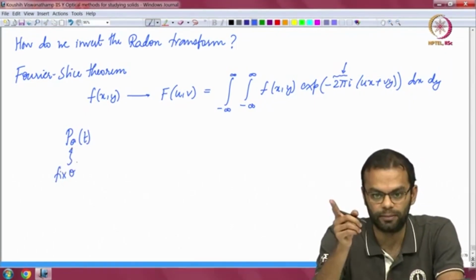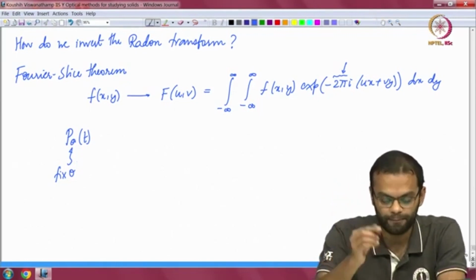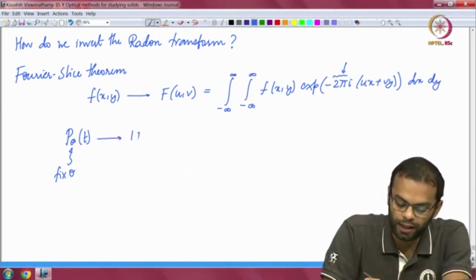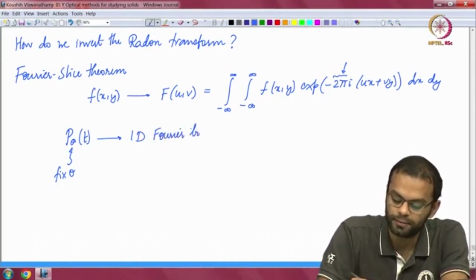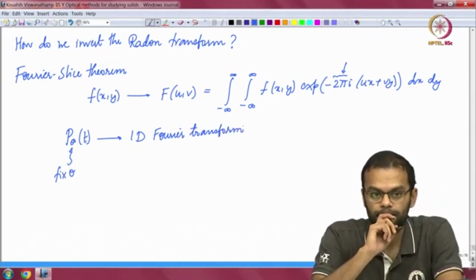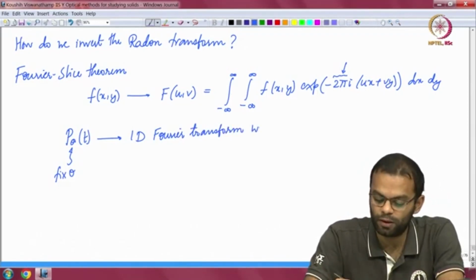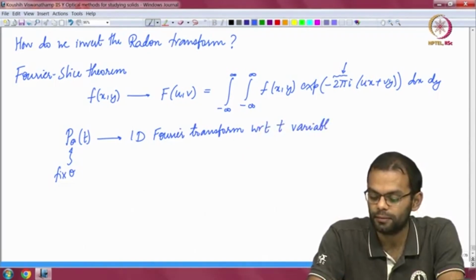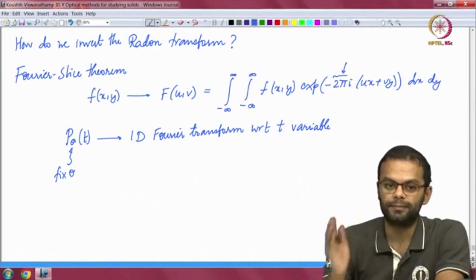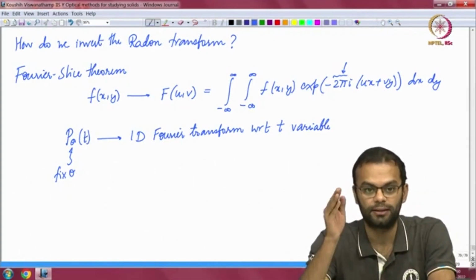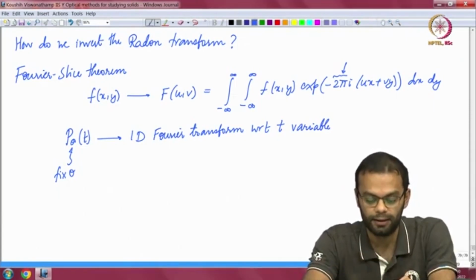now it is a function of one variable along the line direction t, and you take a 1D Fourier transform of this. Okay, with respect to the t variable, because that is the only thing remaining, right. So, you take a 1D Fourier transform of the Radon transform along a certain theta direction. Okay. What do you get?